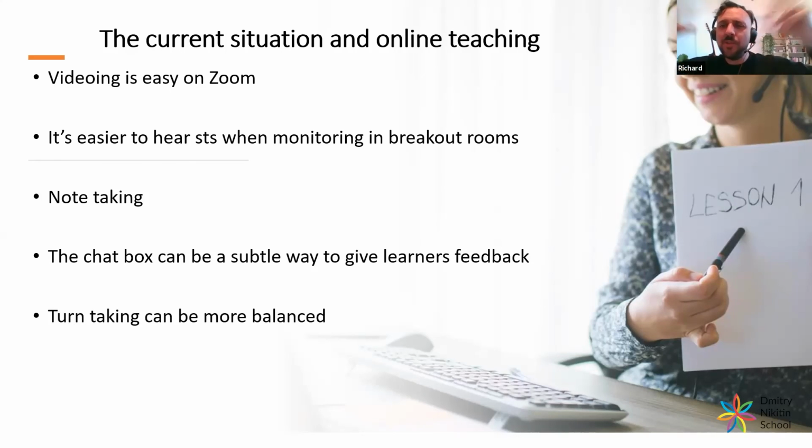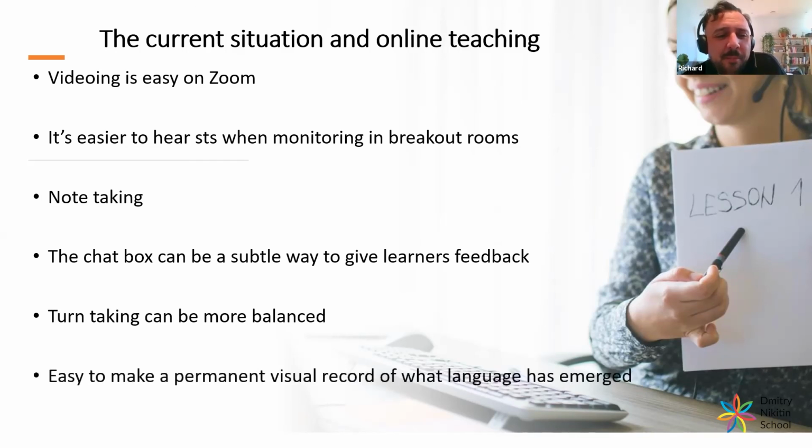In the classroom, the students will start shouting at once if you're lucky enough to have that kind of class. If not, dragging it out of people. And it's easy to make a permanent visual record of language. So I type as I'm going along on a Word document or Google Docs, and I give them the Google Doc. I just call it useful language or new language, and any emergent language I put in a Google Doc that the learners can then keep.